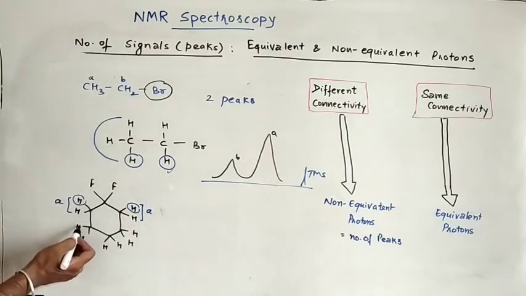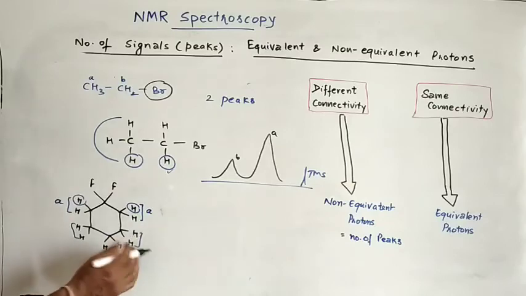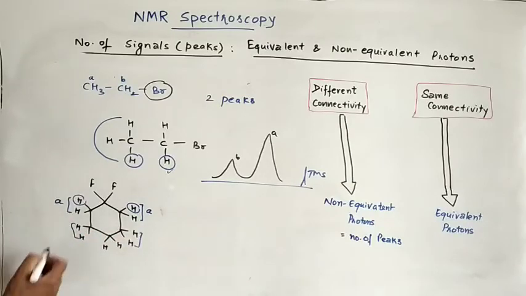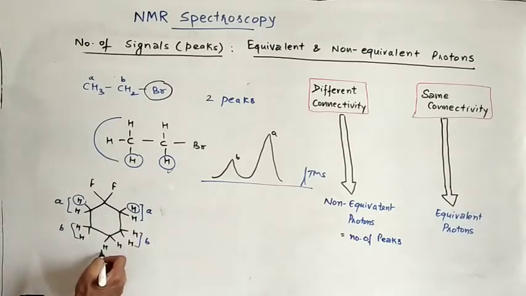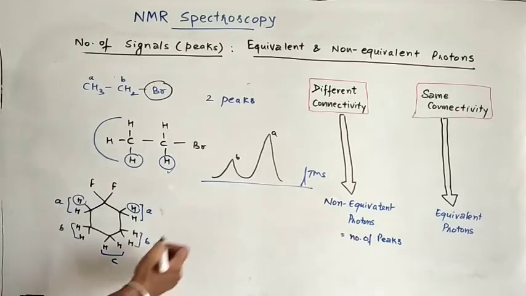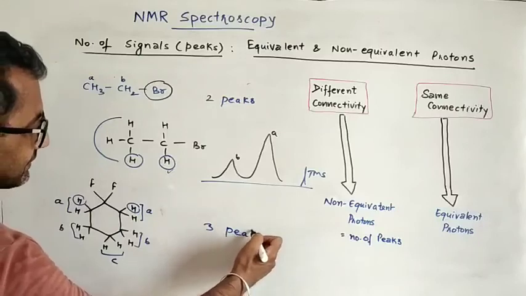These protons are different, but these 4 are the same. They will give us a different peak. And these 2 protons at the bottom side, they are different from ours, they give C. So this molecule will give 3 peaks.